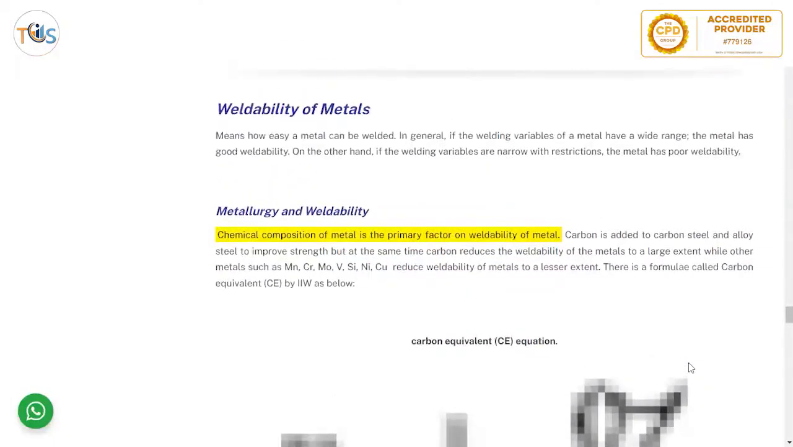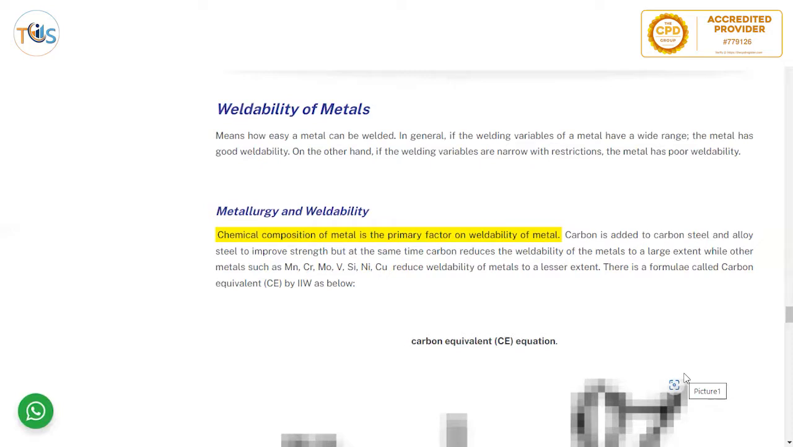So weldability of metals means how easy a metal can be welded. In general, if the welding variables of the metal have a wide range, the metal has good weldability. On the other hand, if the welding variables are narrow with restrictions, the metal has poor weldability. Metallurgy and weldability. Chemical composition of metal is a primary factor on weldability of metals. So this can be a potential exam question. The primary factor of weldability of metals, what is it? It is chemical composition.